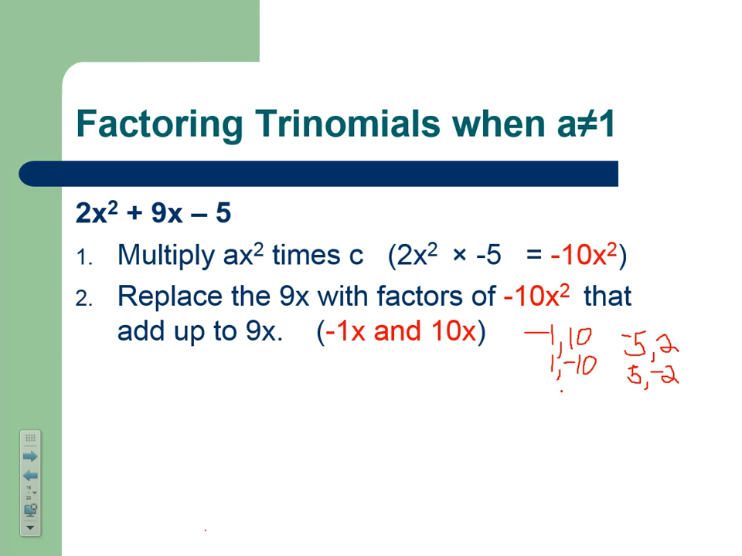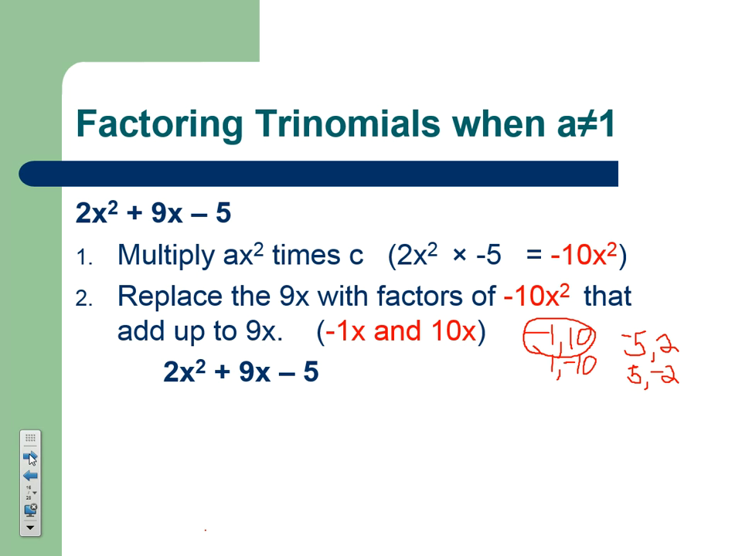So out of these factor pairs, which set will add up to be our middle term of 9x? And of course, that's the negative 1 and the positive 10. So negative 1x and positive 10x are our factor pairs that add up to be the middle term of 9x.